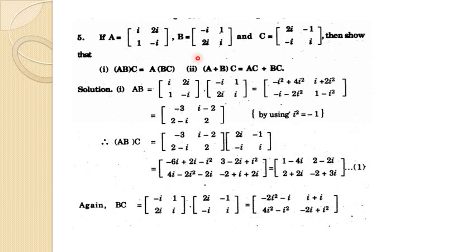Now question number 5. This is all about two matrices multiplying with each other. Show the commutative property. Okay, with multiplication, associative property. Sorry, this is the associative property: A of BC equals AB of C.